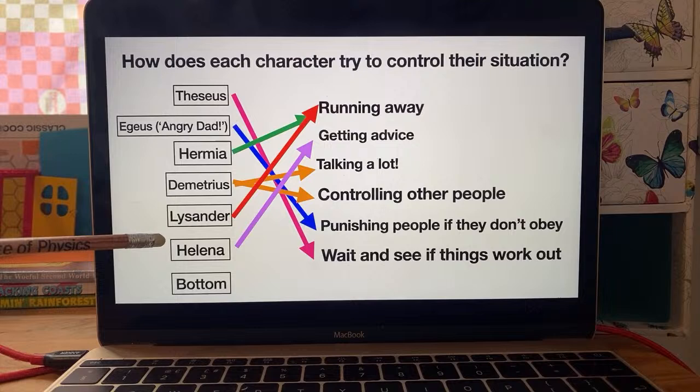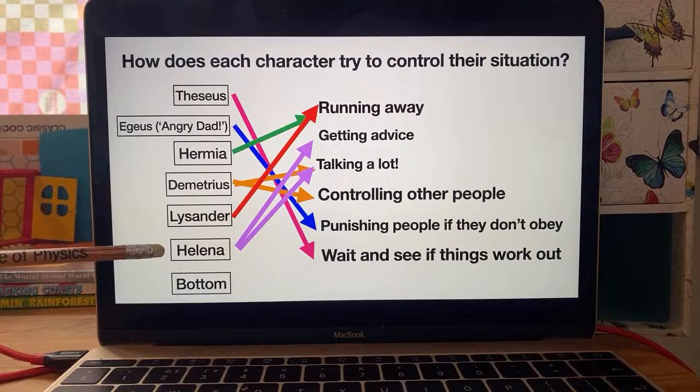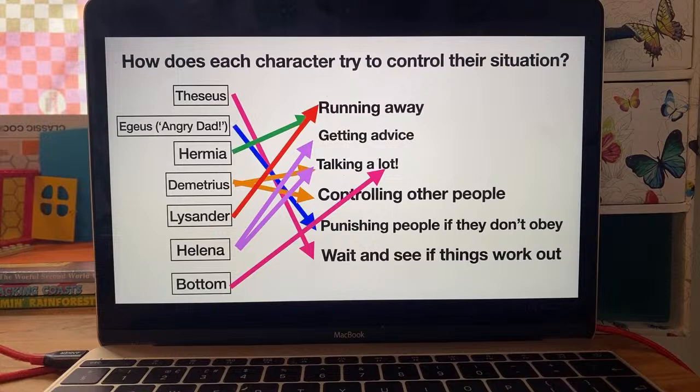So I've put getting advice because she asked Hermia how she could be more beautiful, but I don't really know if she actually meant it. I think she was probably just angry. I think she's talking a lot, isn't she? We saw a bit last week how she's basically just chasing Demetrius through the forest going, come on, be in love with me. Or don't be so attractive. Choose one. And Bottom, I agree with you if you said he's just talking a lot, because that's maybe all he can do.